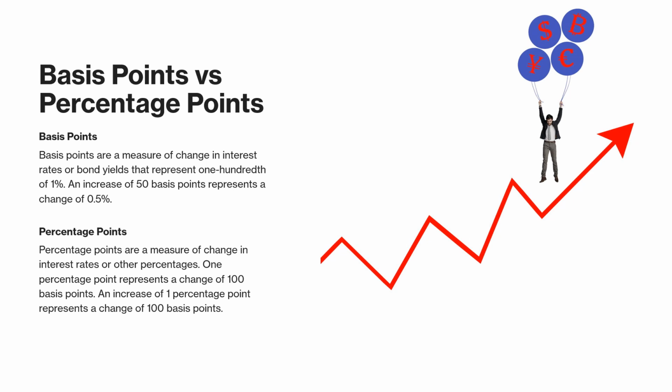Percentage points. Percentage points are a measure of change in interest rates or other percentages. 1 percentage point represents a change of 100 basis points. An increase of 1 percentage point represents a change of 100 basis points.